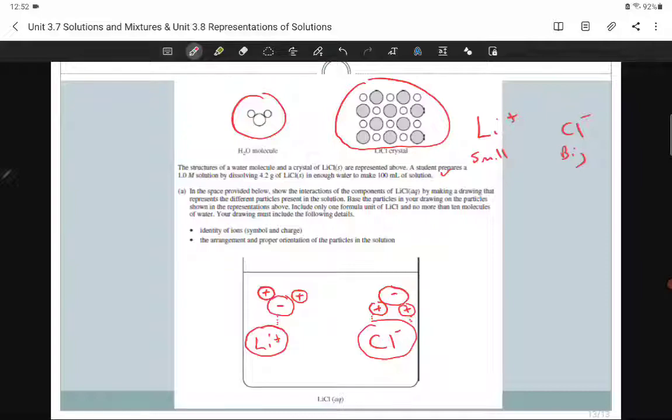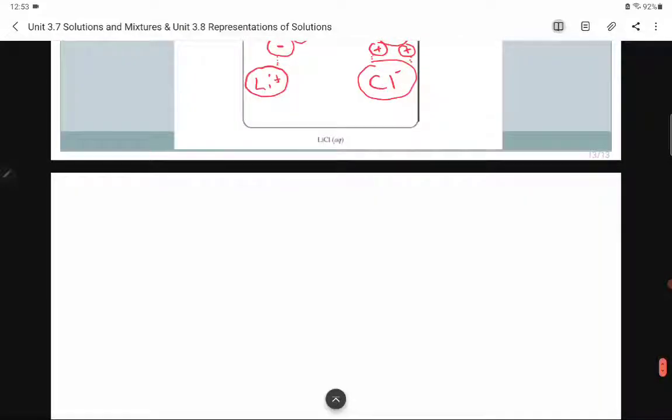So did we identify the ions, symbol and charge? I think we did that. Did we arrange them with proper orientation? I think we also did that. This question says you need one formula unit, so we did that, and no more than 10 molecules of water. I included one, and I think I properly oriented them, so I think I would get full credit there. And I think that might be it for today.